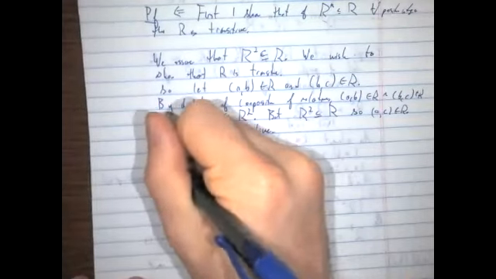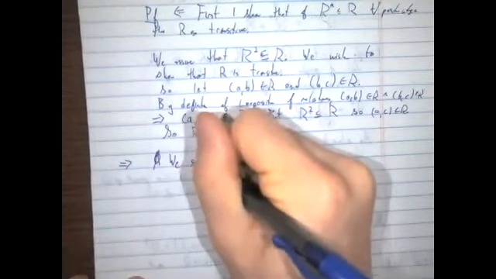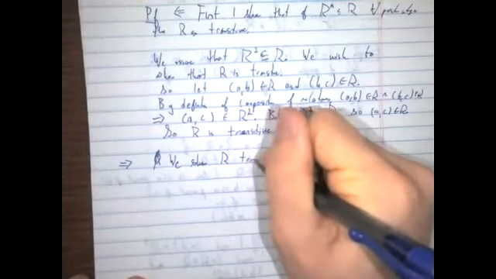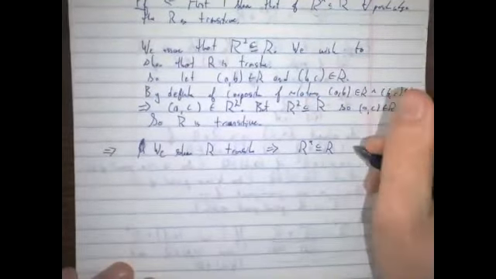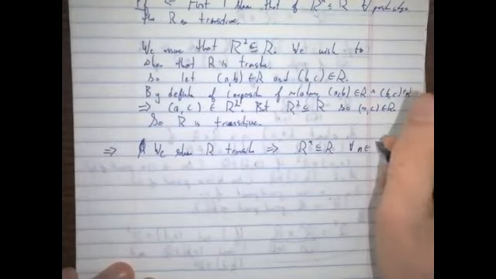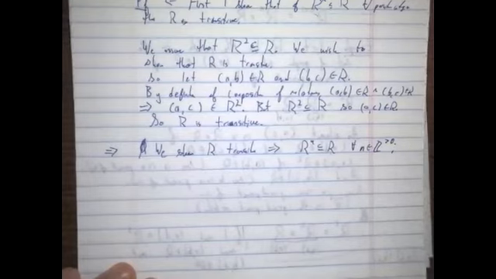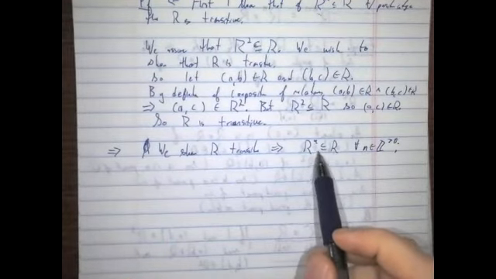So now assume, so I'm going to do this direction. We show R transitive implies R^n is a subset of R for all positive integers n in Z greater than 0. If I'm trying to show something about all of the positive integers, what proof technique should I use? Yep, I want to use induction here. We prove this by induction.